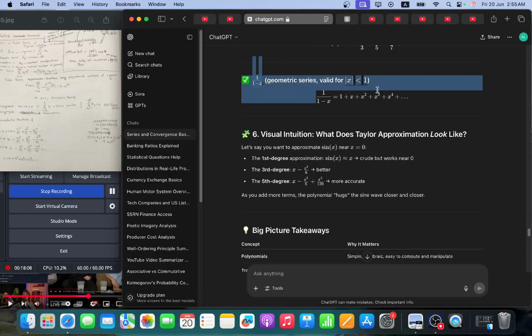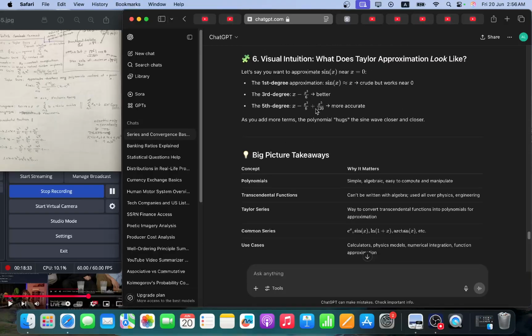A geometric series valid for x less than 1 is 1 over 1 minus x, and this geometric series is 1 plus x plus x squared, and so on. Here x was 0, that's why x is not present in the first term. So I think this one is really important to know, because it's going to come in handy later.